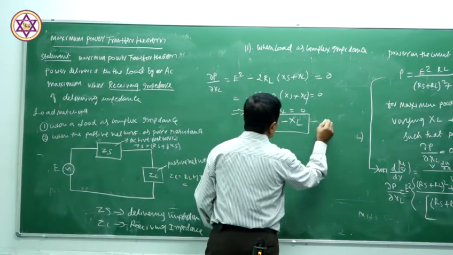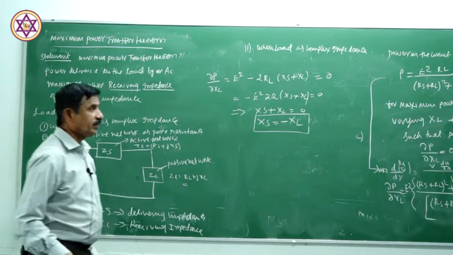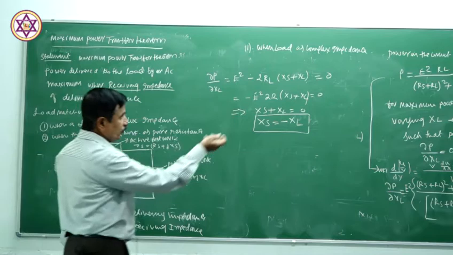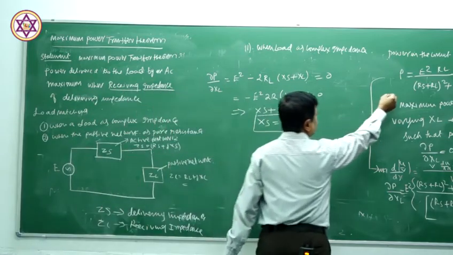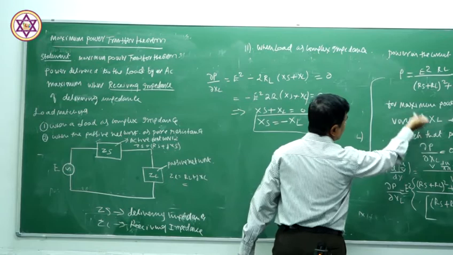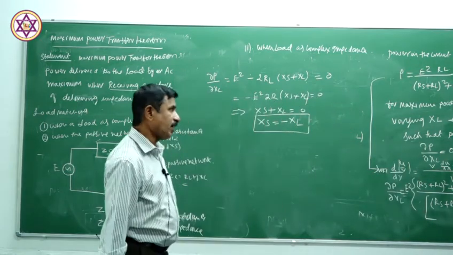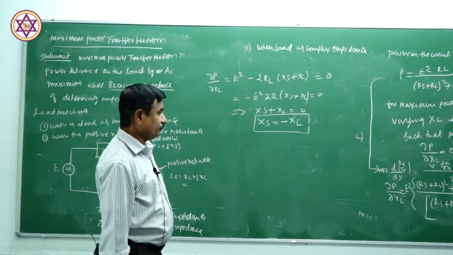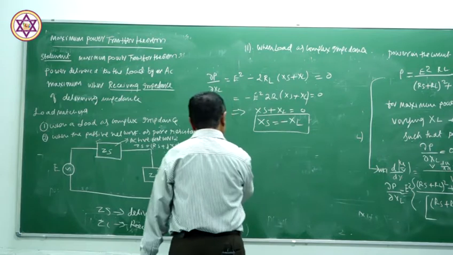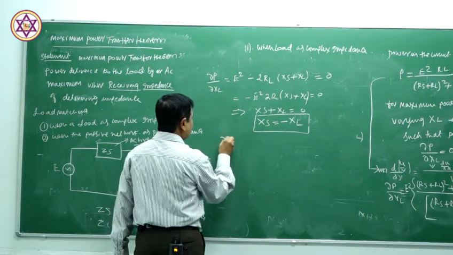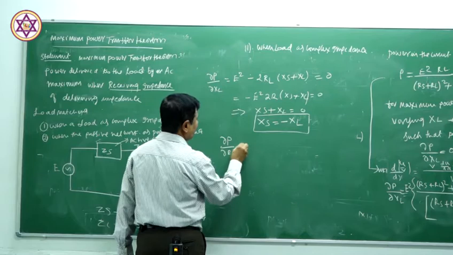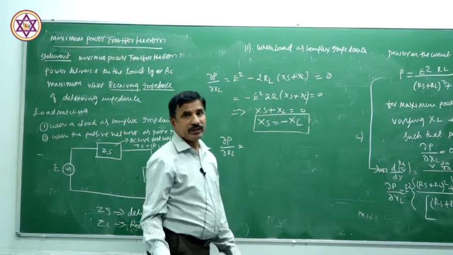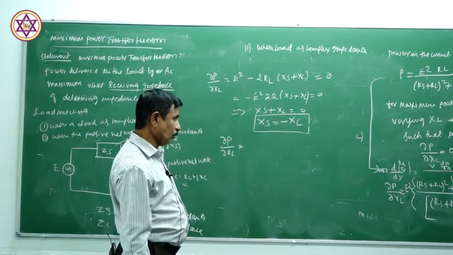So therefore, if I differentiate the same with respect to RL, what happens? First I differentiated the power with respect to XL. Now I am going to differentiate the power with respect to RL. So in doing so, what am I going to get? dP by dRL is equal to, again we have to do it by the UV method alone.